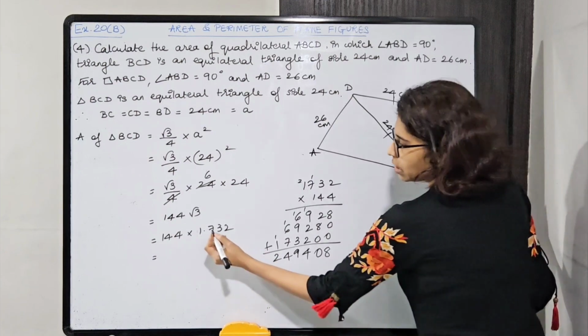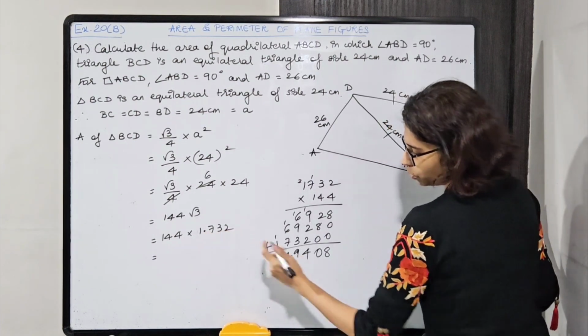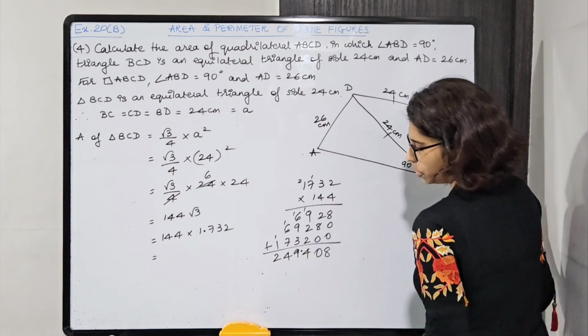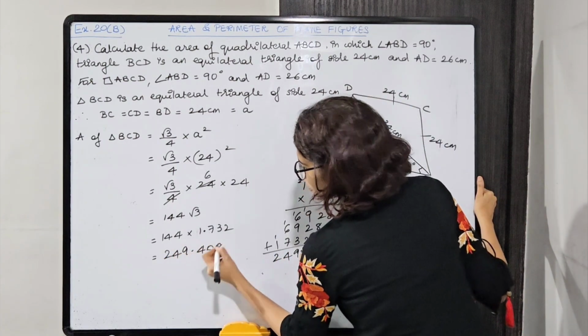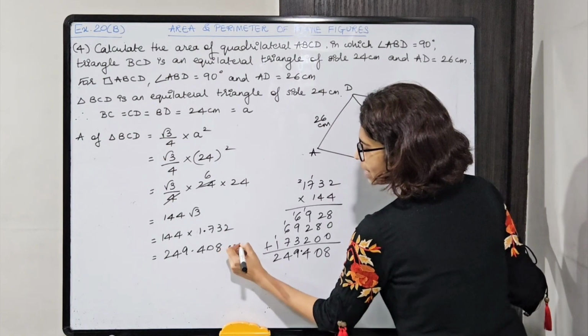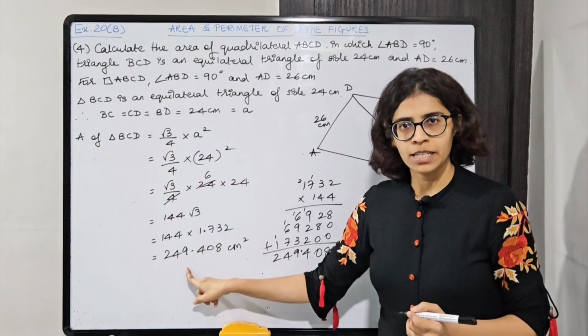249408. 3 नंबर्स के बाद डेसिमल पॉइंट है, राइट से देखो. सो 3 नंबर्स के बाद डेसिमल पॉइंट पुट करो, दैट विल गिव 249.408. ओके, स्क्वायर सेंटीमीटर, डोंट फॉरगेट द यूनिट्स. सो एरिया ऑफ ट्राइंगल बीसीडी मिल गया.